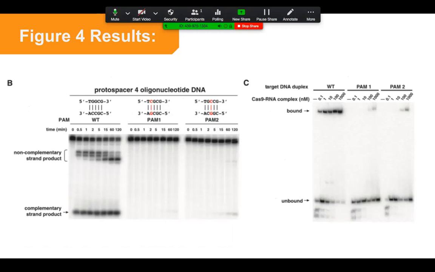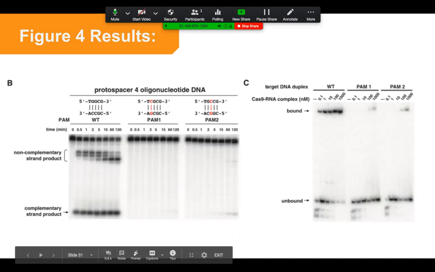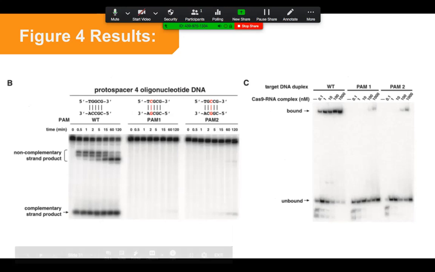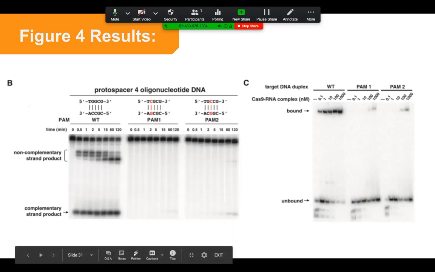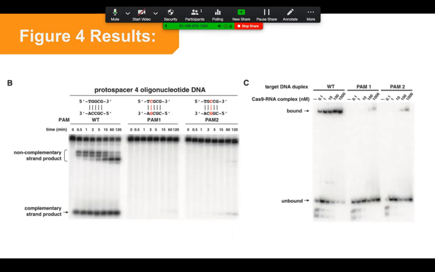In our figure B, I first wanted to point out that you can tell that the non-complementary DNA strand is cleaved at one or more sites because it appears at PAM 1 and 2 and in our control, obviously, whereas the complementary strand is not. So you can see that the non-complementary strand is first cleaved endonucleolytically. I can't say that word, sorry. And then it's trimmed 3' to 5' end by exonuclease activity.